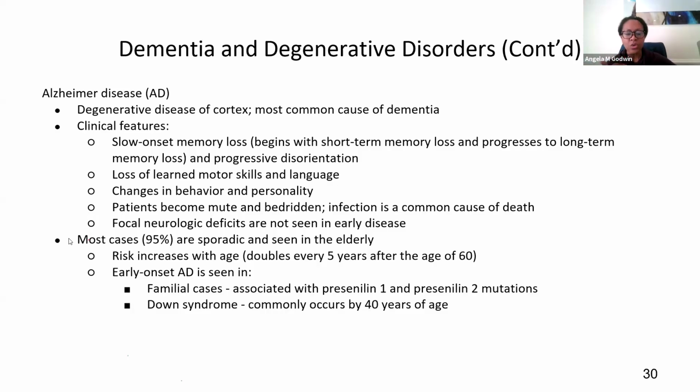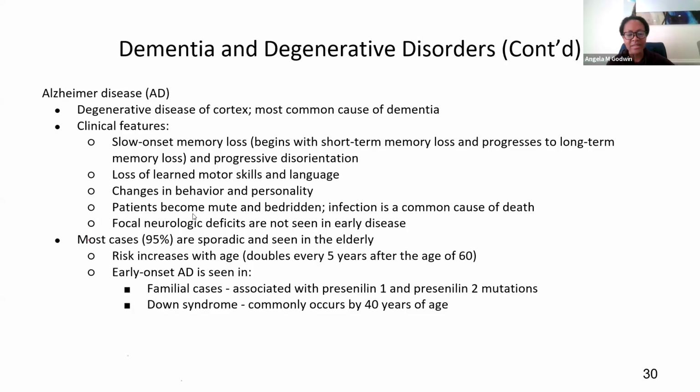Early on in the disease, you don't normally see focal neurologic deficits. Normally it starts off as more of a memory loss issue, and then later on progresses to being mute and loss of movement and so forth. There are some genetic connections, but usually, let me say like 95% of the cases is sporadic. It is seen more in the elderly.